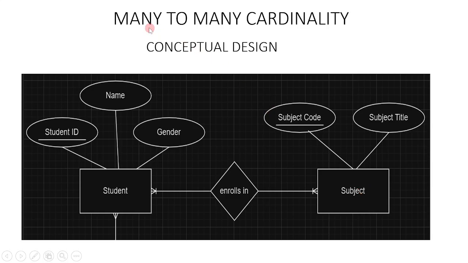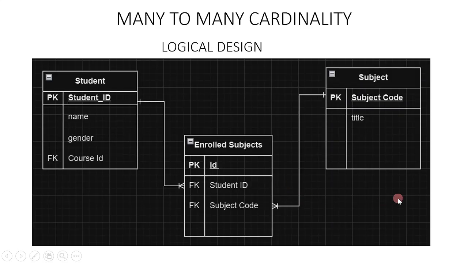How about many-to-many cardinalities? I'm going to show you first the ERD for the conceptual design. So many and many. How are we going to represent this one here? This shows that many students can enroll in many subjects. So here we have our logical design. Still we have the many students and the many subjects.